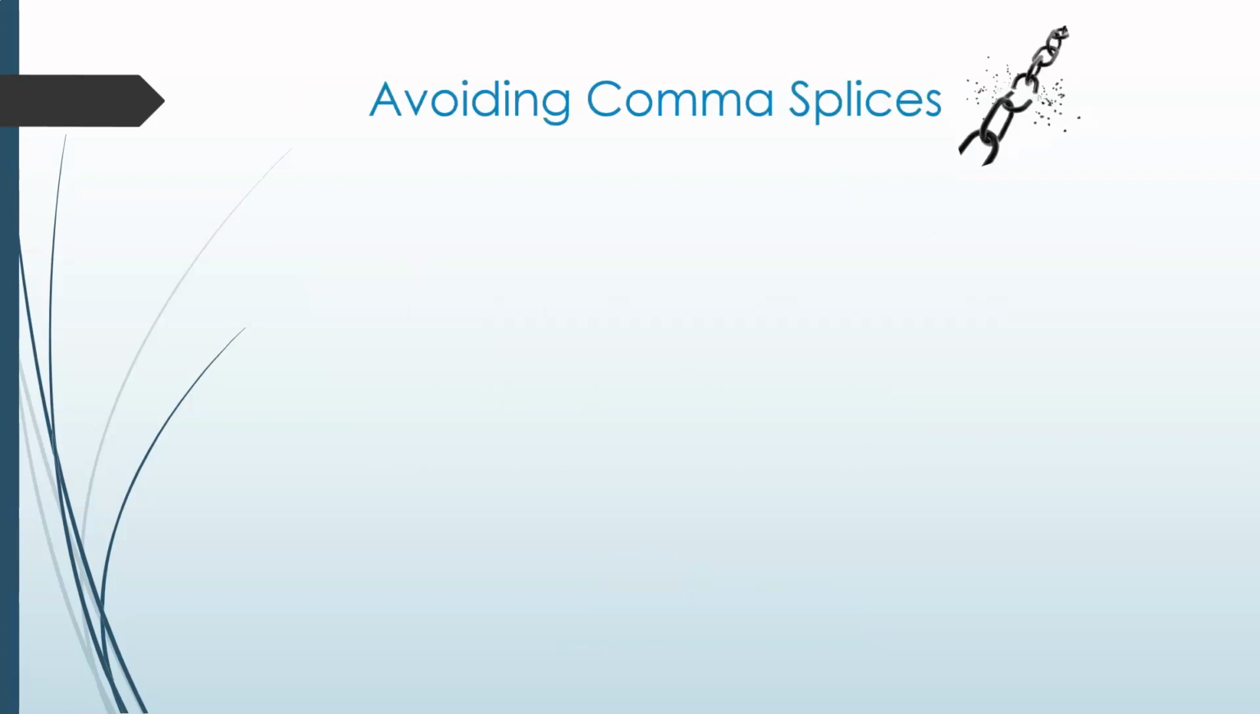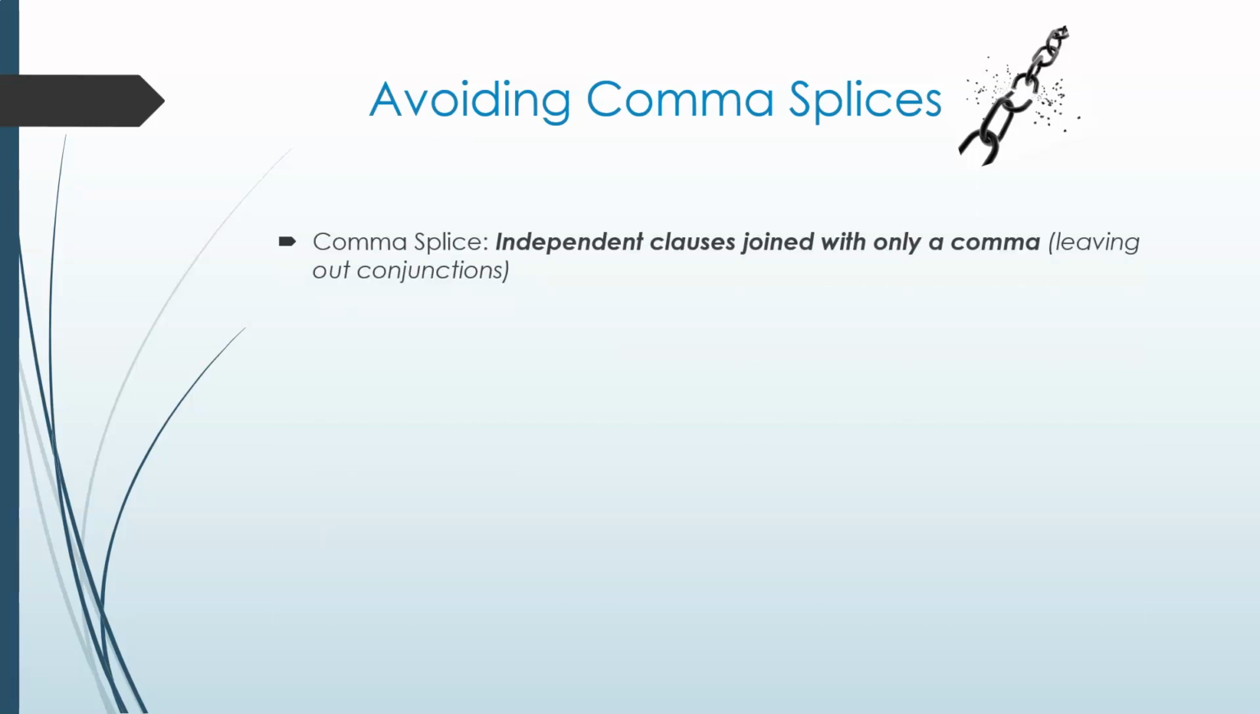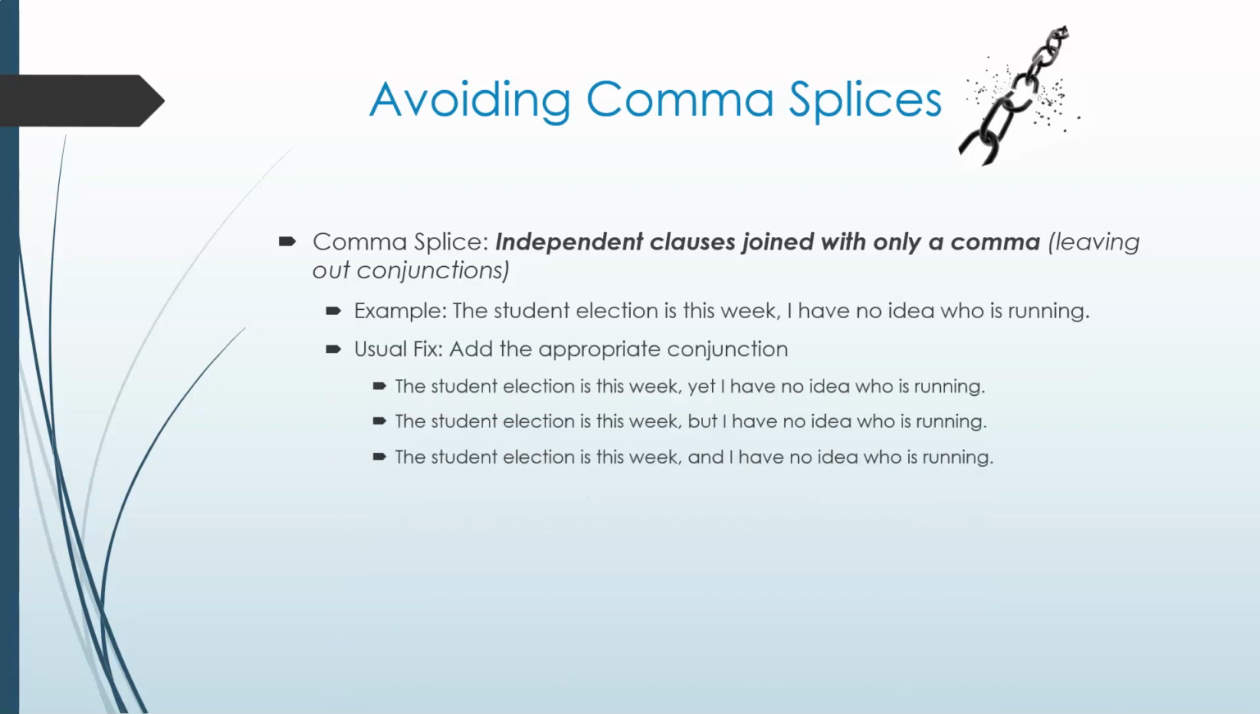When two independent clauses are joined with only a comma, leaving out conjunctions, that is a comma splice. You can see it illustrated in this example. The usual way to fix it would be to add the missing conjunction, as you can see here. You would want to pick the best conjunction to express the relationship between the two parts. "So," "but," and "and" mean different things.